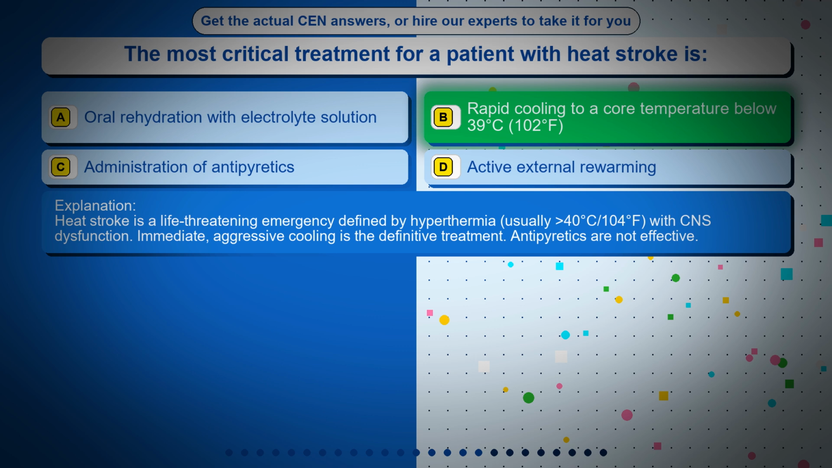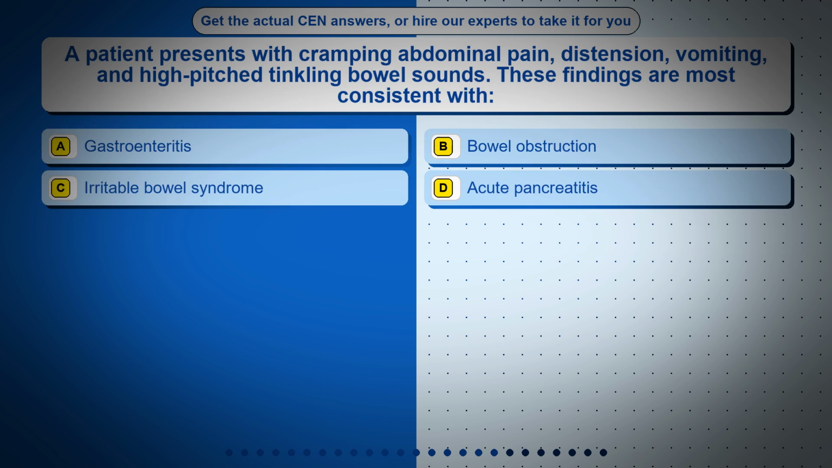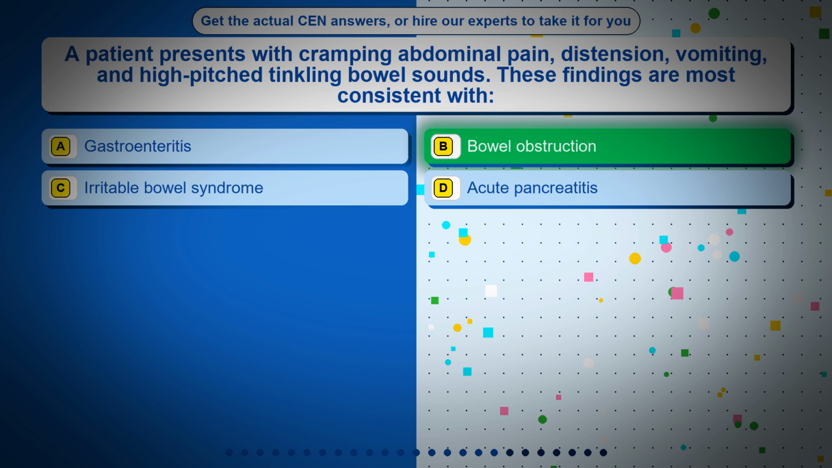Immediate, aggressive cooling is the definitive treatment. Antipyretics are not effective. Question 18. A patient presents with cramping abdominal pain, distension, vomiting, and high-pitched tinkling bowel sounds. These findings are most consistent with option A, gastroenteritis, option B, bowel obstruction, option C, irritable bowel syndrome, option D, acute pancreatitis. The correct answer is option B, bowel obstruction.